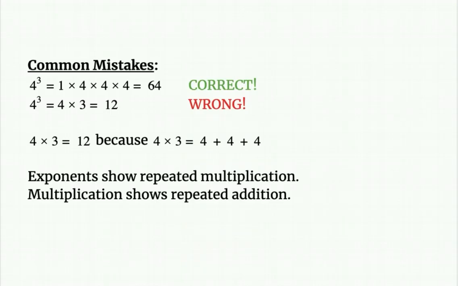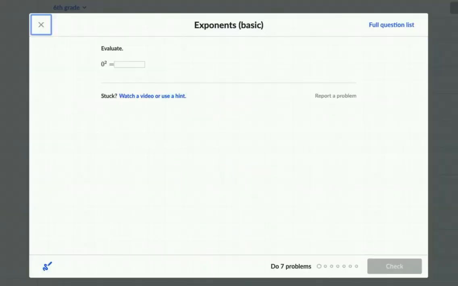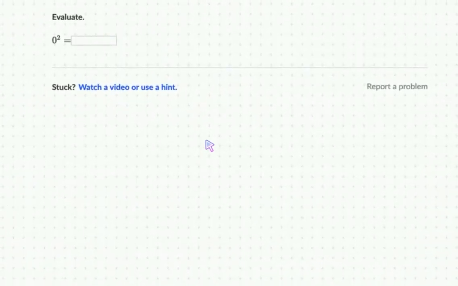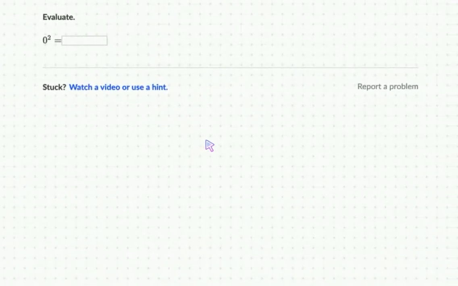And now we're going to do a couple of examples on Khan Academy. So here is the first example. You are being asked to evaluate or get the answer for 0 squared. Go ahead and pause the video, see if you can solve it on your own first.